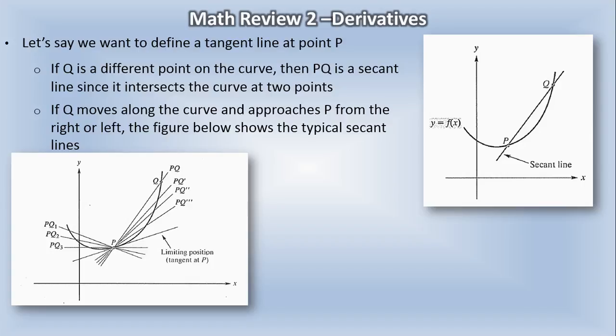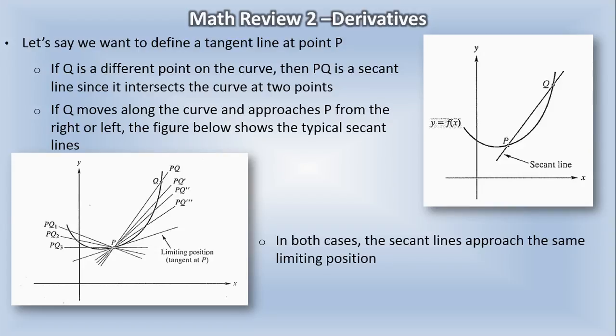And eventually, the distance between P and Q will get so small that you'll have a line that's basically just touching the curve at P. So in both cases, whether it's coming from the left or the right, the secant line approaches the same limiting position, which is the line that's just touching that point P.